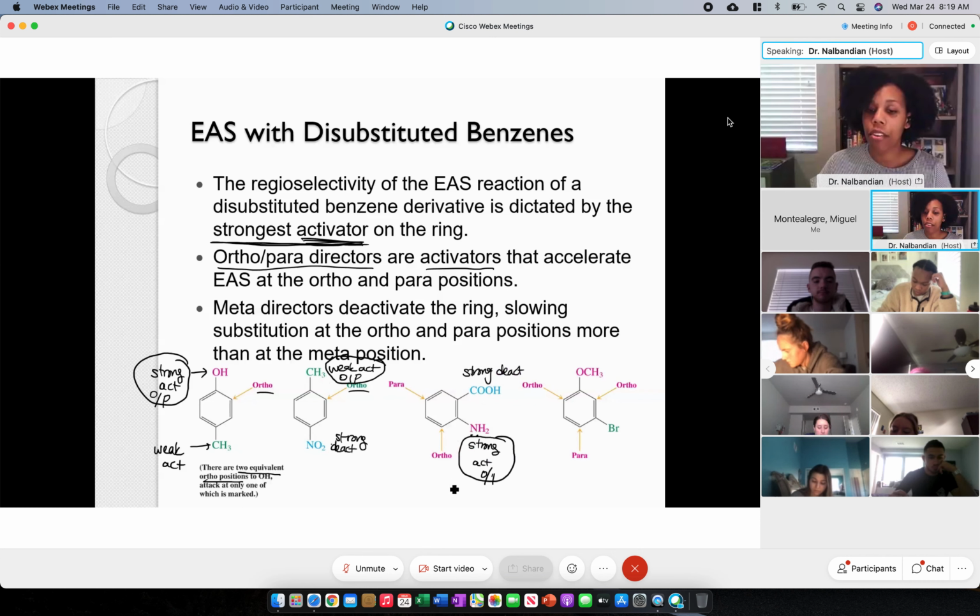It's an ortho para director. So the ortho position that's open and the para position, both of those will react. We'll get one product. Remember how nitrogen, that NH2 is super reactive, so all open spots will react. That's what will happen here. And then here we have a strong activator. Actually kind of moderate. I'm going to say moderate here. It's a better term for this one.